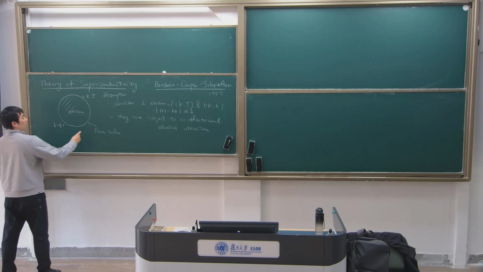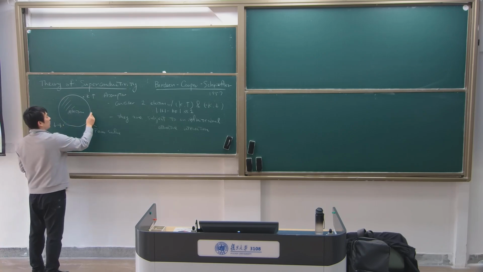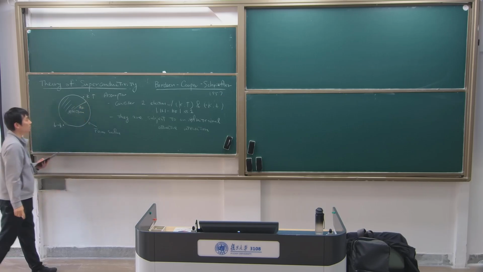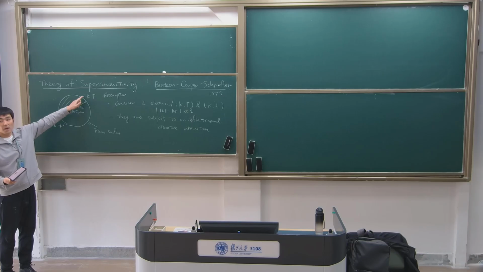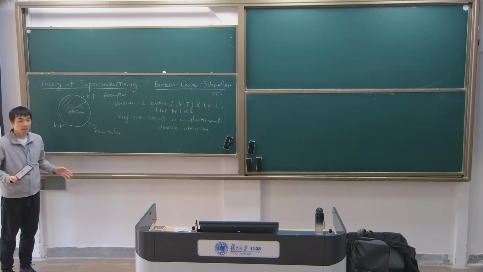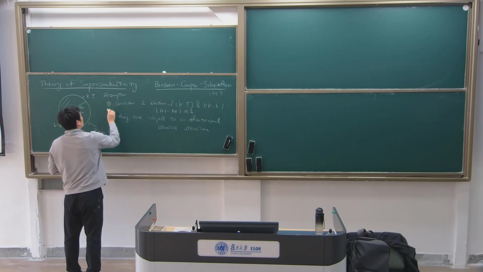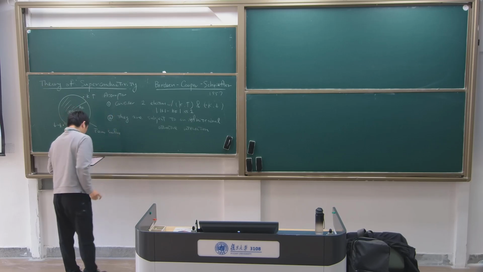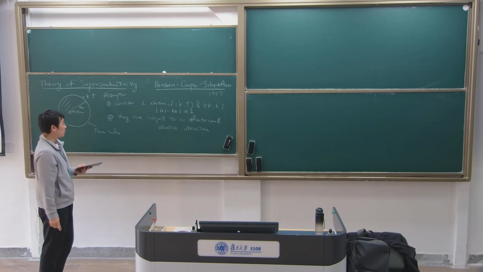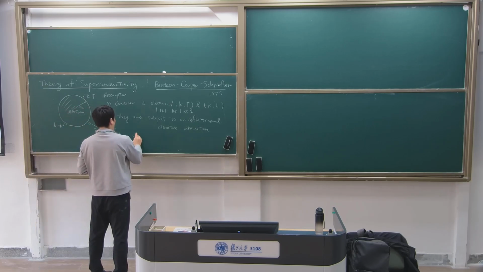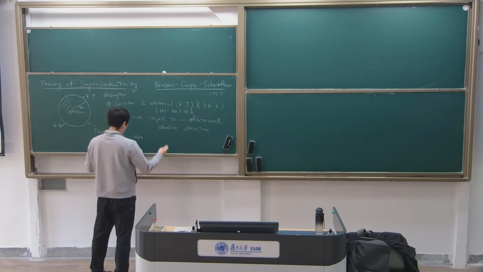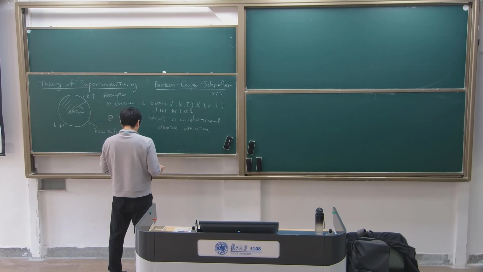So this is the Fermi surface, and on the Fermi surface you have a Fermi momentum, and this k and this minus k is really right above the Fermi momentum. So this is the assumption. And then you can solve it, whatever, the Schrödinger equation.